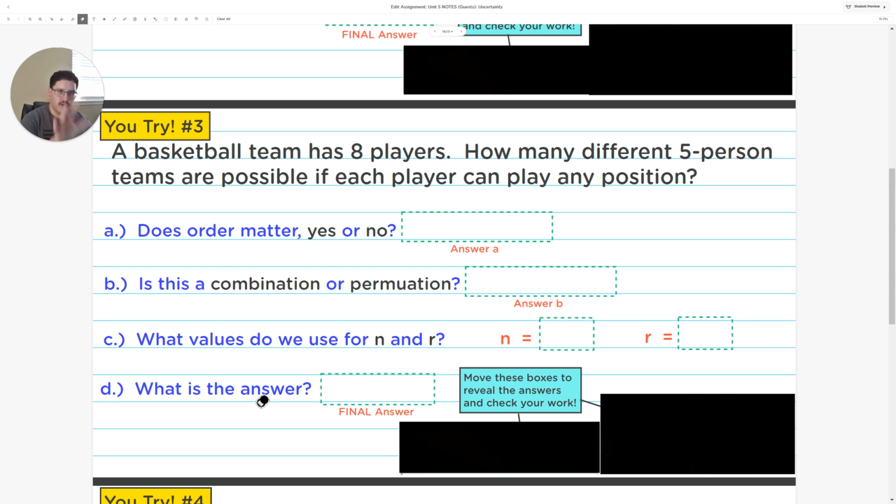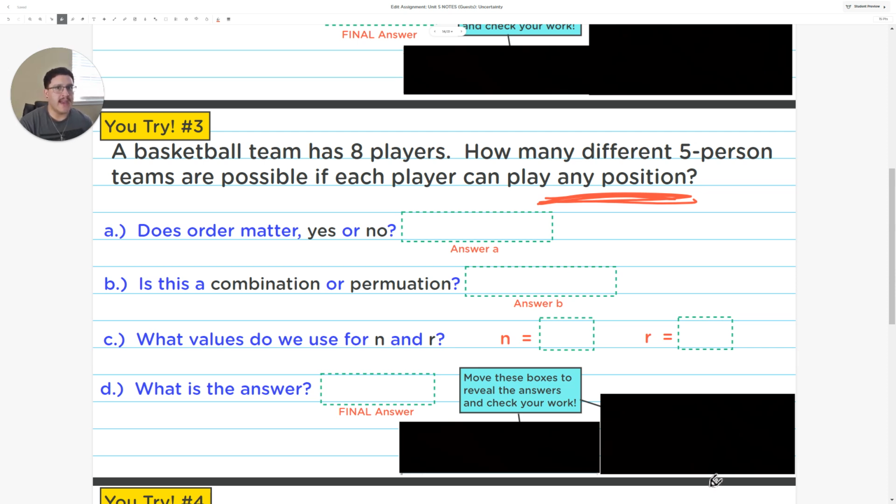So, if you would like, pause the video, try this on your own, see if you can get the right answers. If you're on ClassKick, you can move the boxes and check your work. Otherwise, I'm going to go through it and show y'all what the answers are. So, letter A, does order matter, yes or no? How many different 5-person teams are possible if each player can play any position?